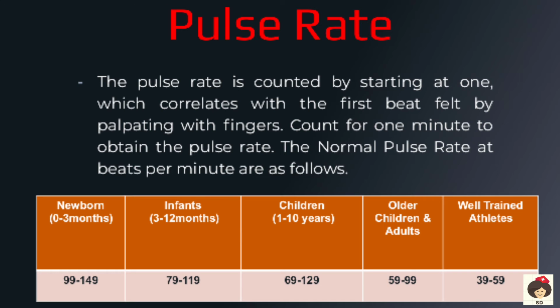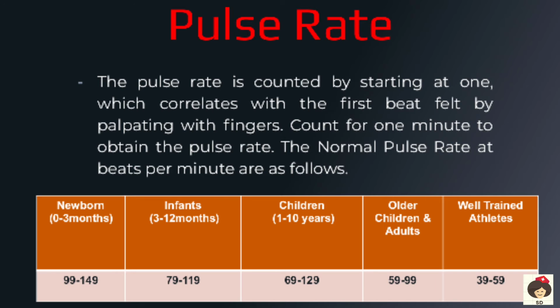And next is pulse rate. So pulse rate is counted by starting at 1, which relates to the first beat felt by palpating with the fingers, and from the first pulse for 1 minute you have to keep on counting the pulse. How many pulses come in 1 minute is called the pulse rate. And this will depend on the age.